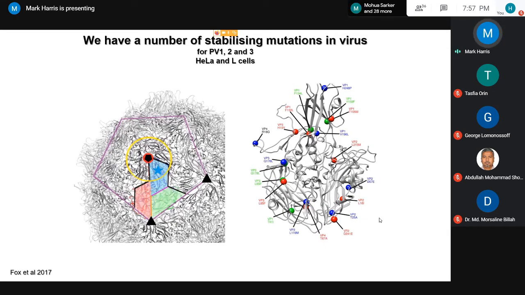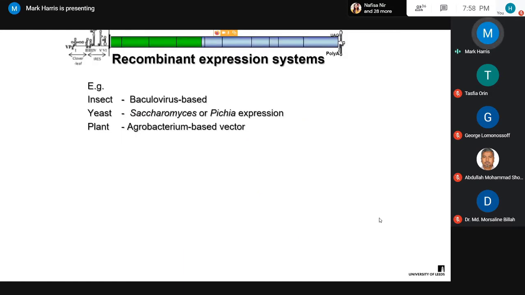obviously, if we want to make a VLP, we need to start translating into different cell types. So we want to be able to make our empty capsids in a heterologous system. And we used a number of different systems. We've used insect cells, we've used plant cells, as you'll hear about later. And what we've been focusing on in Leeds is yeast, particularly Pichia.